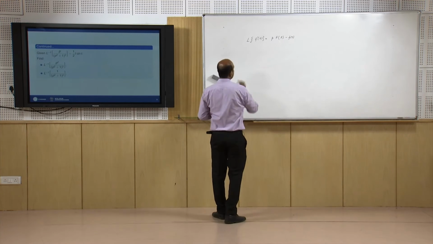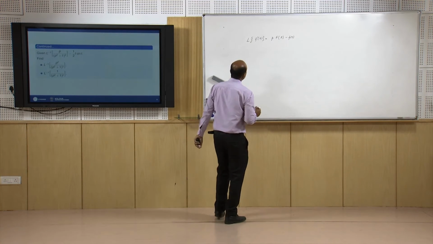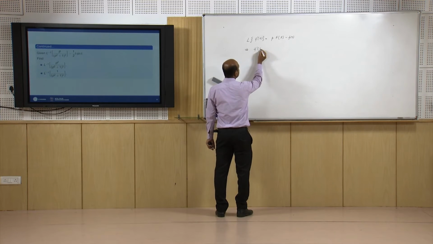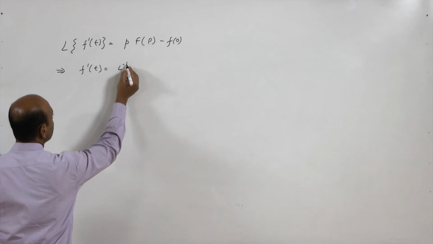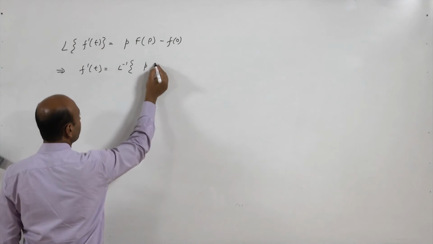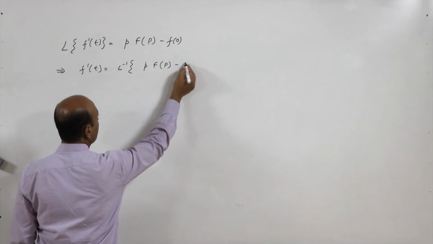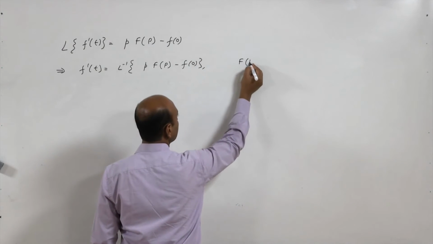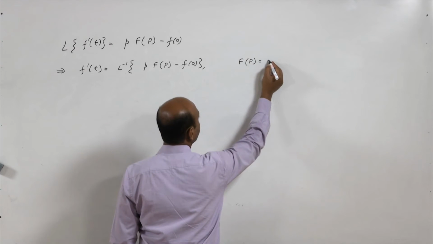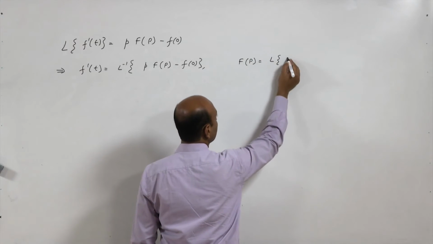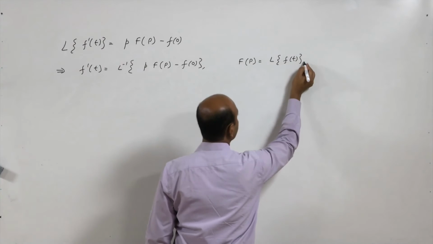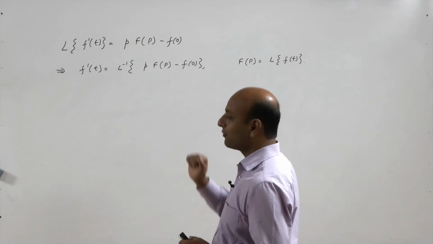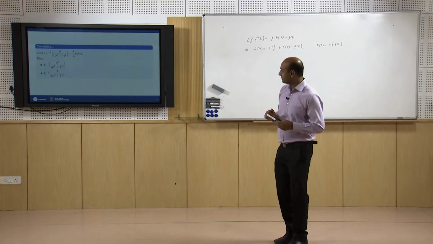Now this is the Laplace transform of derivatives. What does this imply? This implies f dash t is nothing but Laplace inverse of p F(p) minus f(0), and here F(p) is nothing but Laplace of f(t). So this expression we can derive from Laplace transform of derivatives.